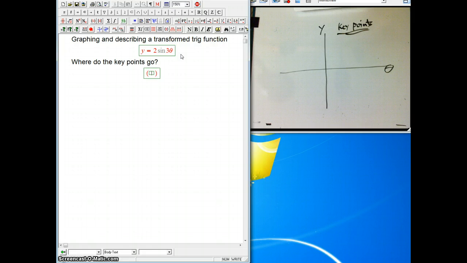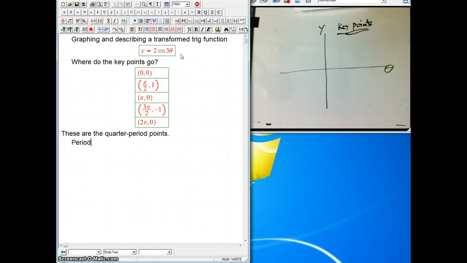Okay, so what were the key points? They were 0, 0, and pi over 2, 1, and I shouldn't have erased the graph, I guess, and pi, 0, and 3 pi over 2, minus 1, and 2 pi, comma 0. These are the quarter period points.